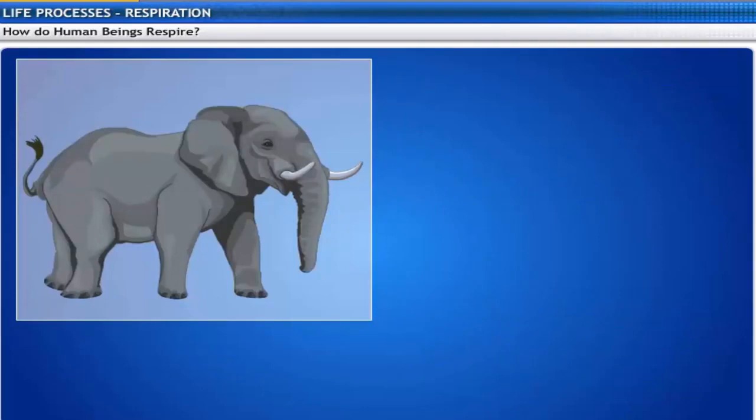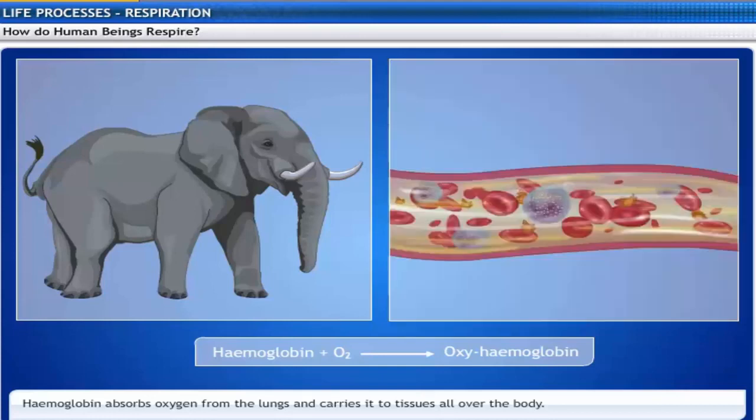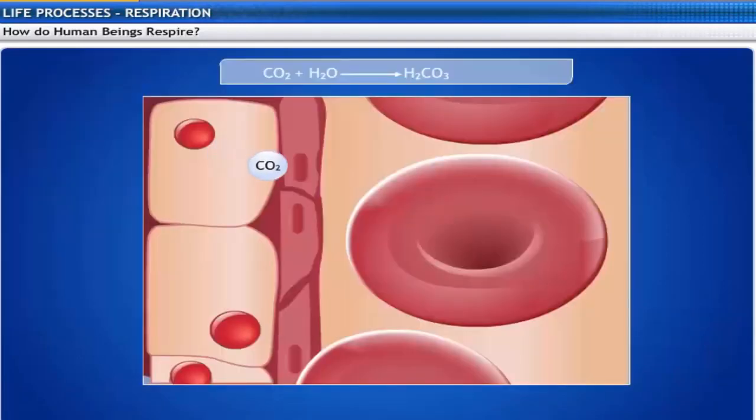It is difficult for oxygen to reach all parts of the body through diffusion in larger animals. Hemoglobin, a pigment present in red blood cells, binds with oxygen from the air in the lungs, forming oxyhemoglobin. Later, through oxyhemoglobin, oxygen is distributed to tissues all over the body. The tissues in turn release carbon dioxide, which diffuses into the nearby blood capillaries.